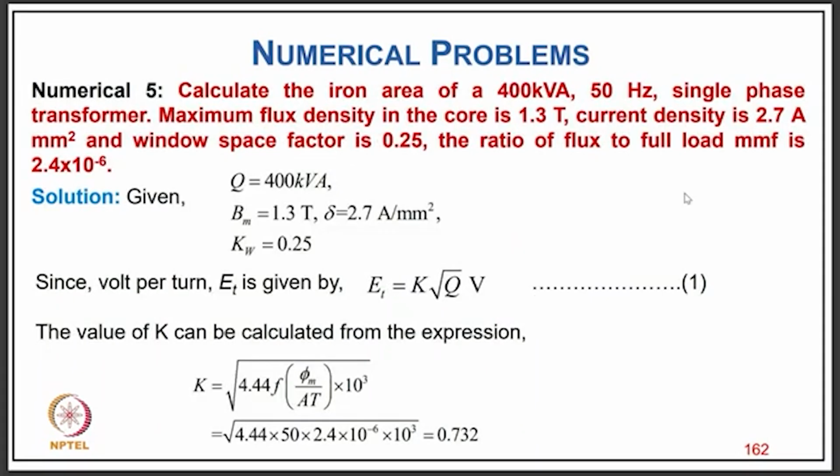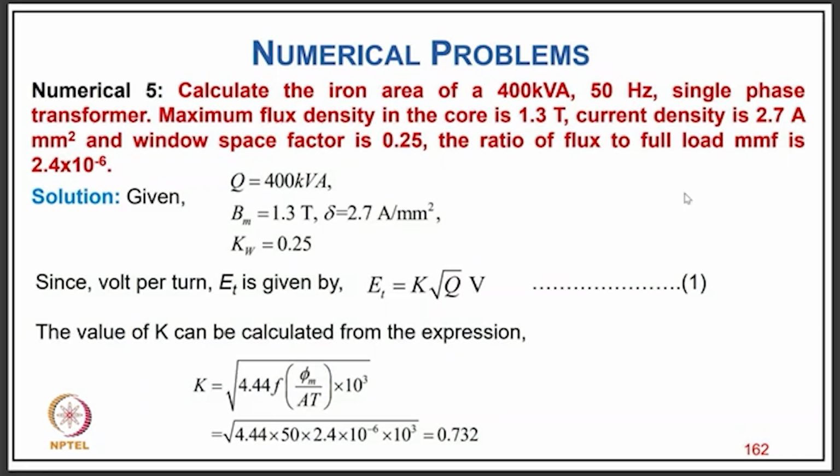Now numerical problem 5: calculate the iron area of a 400 kVA 50 Hz single phase transformer. Maximum flux density in the core is 1.3 Tesla, current density 2.7 ampere per millimeter square, window space factor 0.25, and ratio of flux to full load MMF is 2.4 into 10 power minus 3.